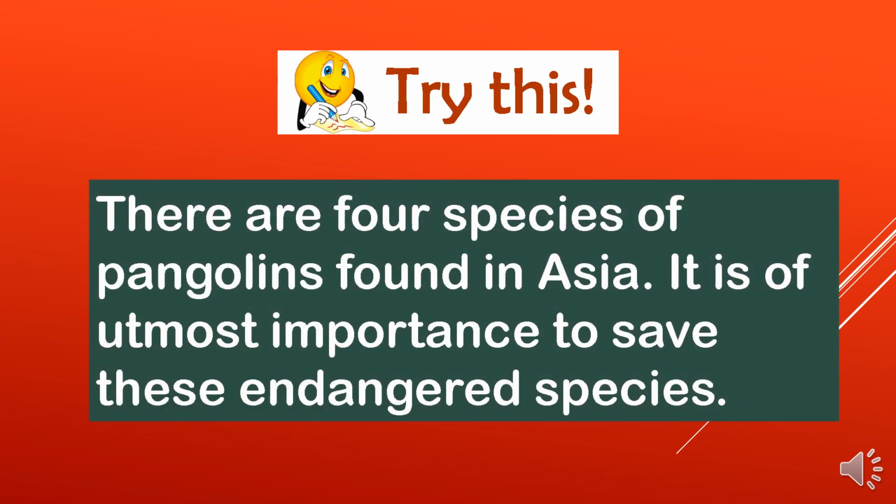Now try to revise these sentences, eliminating the words there and it. There are 4 species of pangolins found in Asia. It is of most importance to save these endangered species. I will give you 5 seconds to answer these. Your time is up.